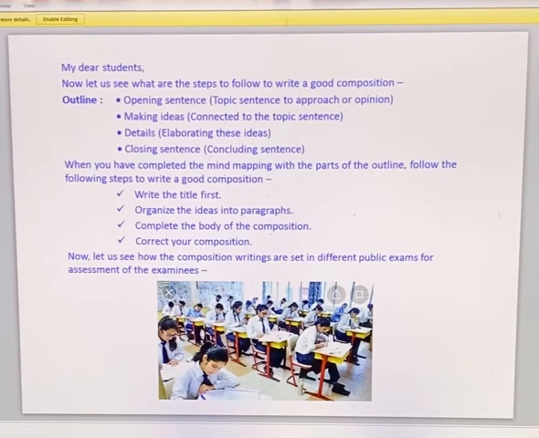After we have finished, or we have just made the mind mapping in our mind, then you need to start writing the composition. While writing the composition in the exam hall, we need to keep these things in mind. These are the steps. Write the title first. If you don't write down the title, you can't expect to get the best mark.